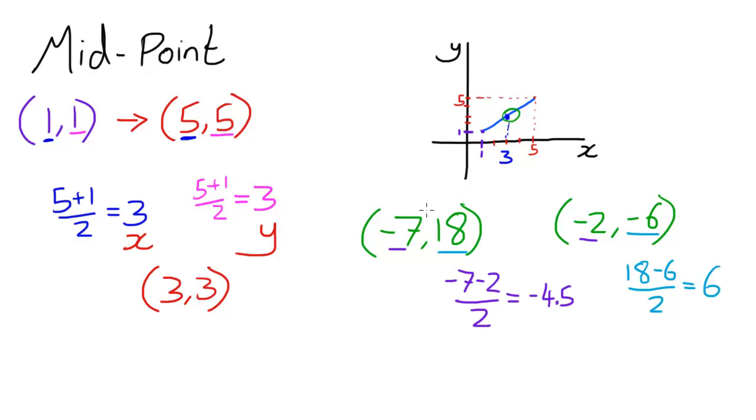So for our midpoint between these 2 points, let's call this point A and this point B, the midpoint of the line AB is going to be the point minus 4.5, comma 6. And that is how to calculate the midpoint of a line.